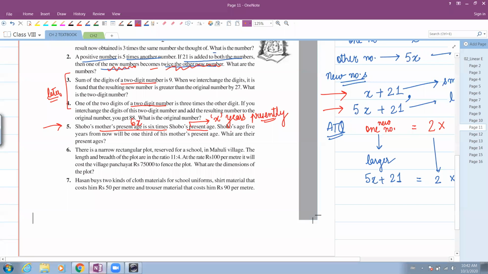After this, they are saying Shobo's age 5 years from now. 5 years from now means after 5 years. So after 5 years, they're talking about that child's age will be one third of his mother's present age.